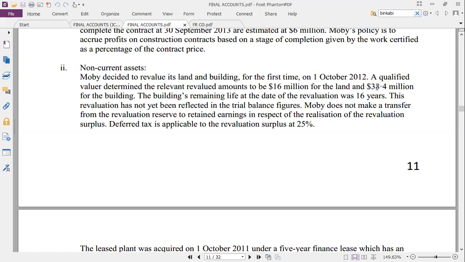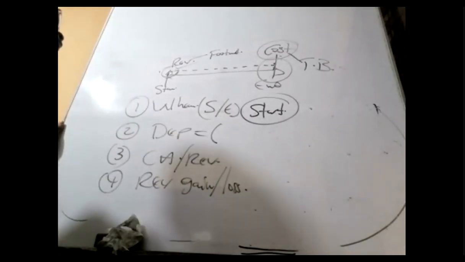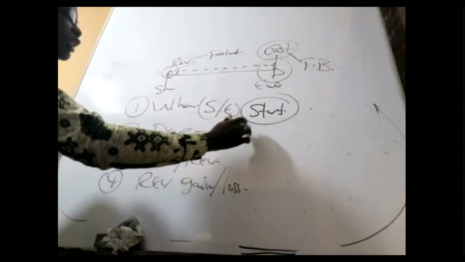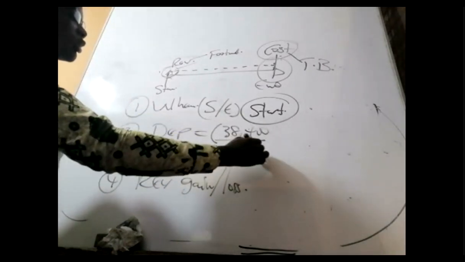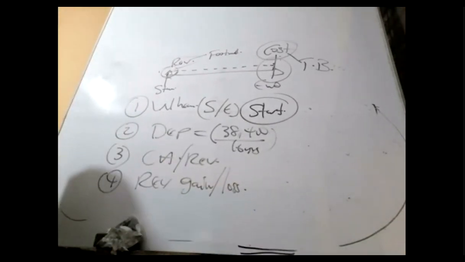Because this is the revalued amount, and the valuation took place at the start of the use, the depreciation will be 38.4 million, so 38,400 divided by 16 years. That is all. Carrying amount at the date of valuation.